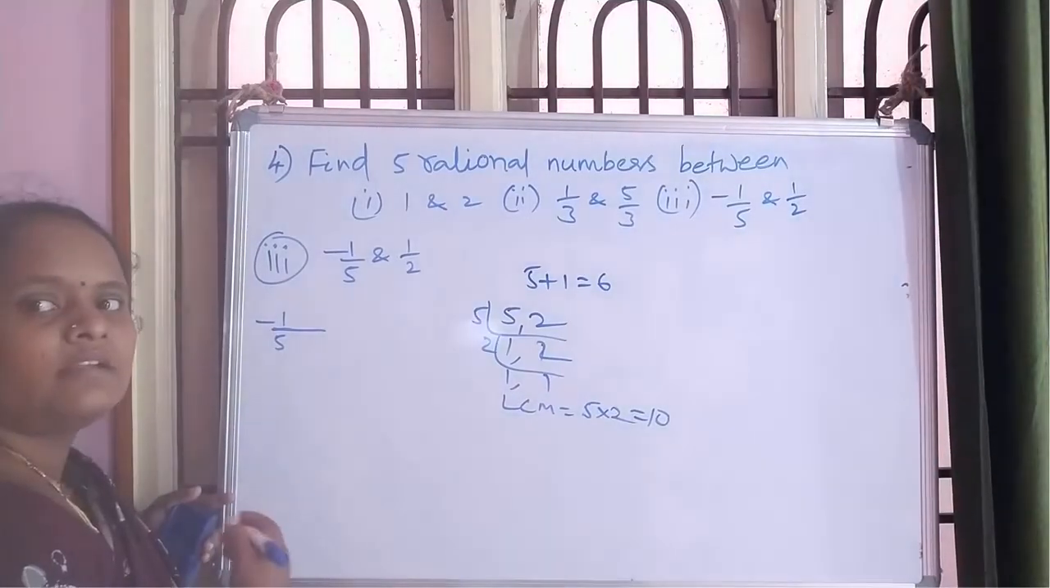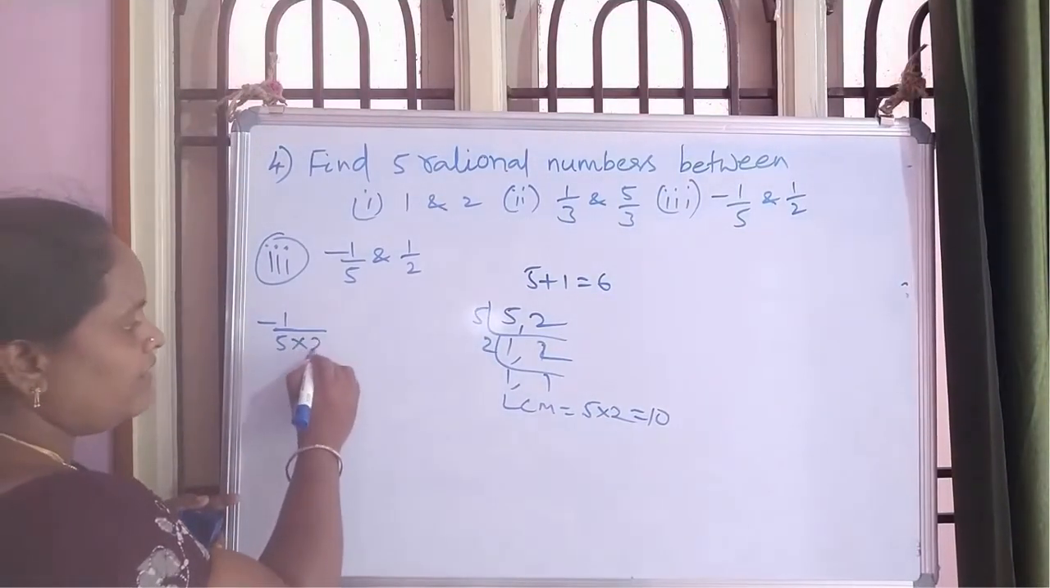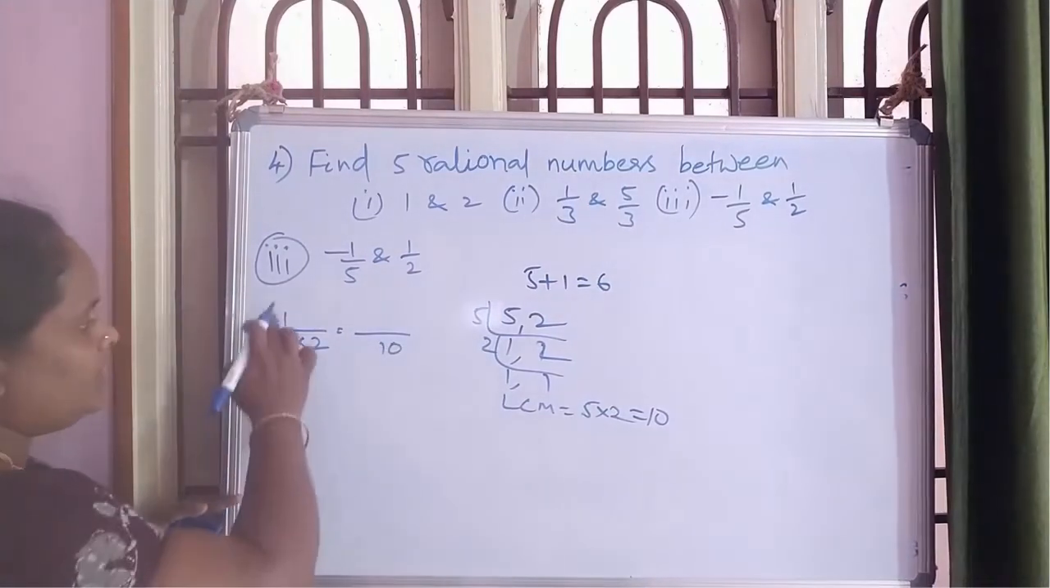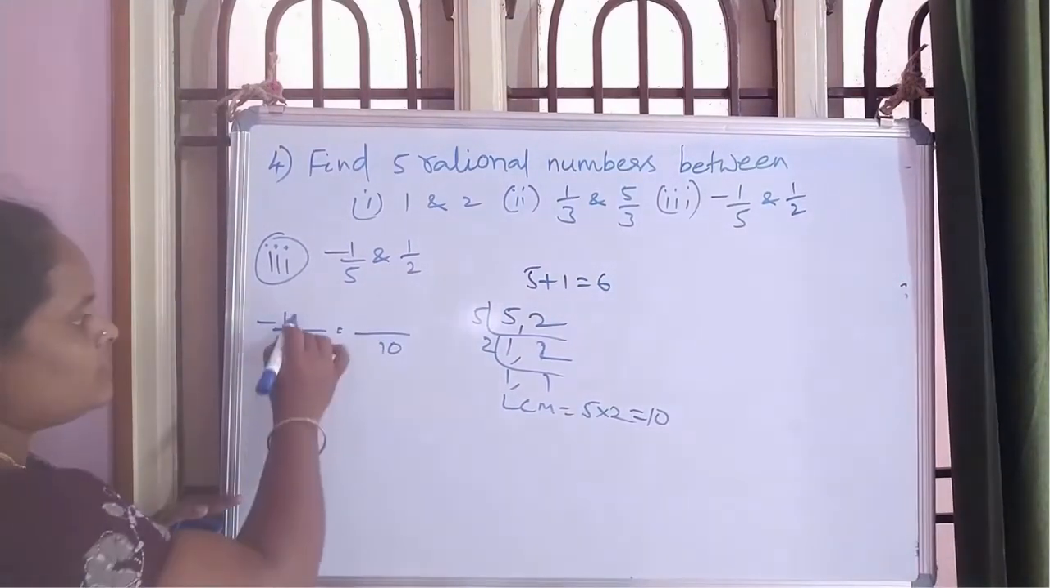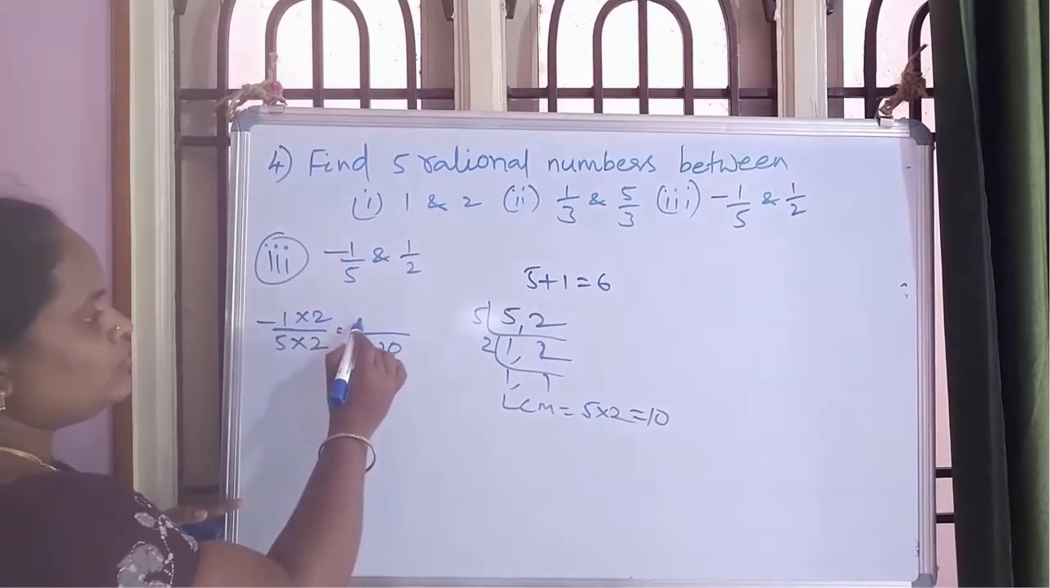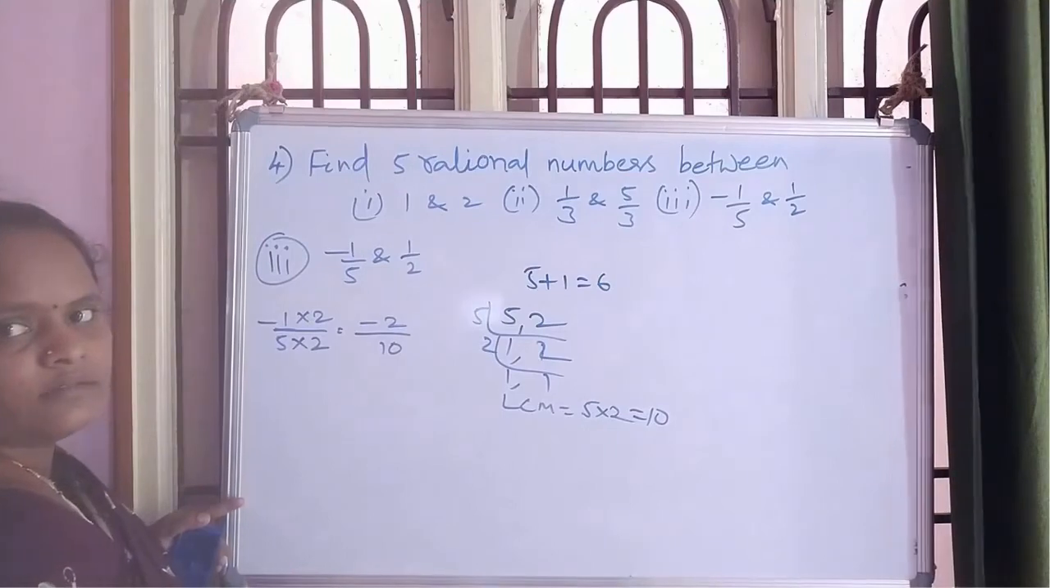So minus 1 by 5, to get the denominator 10, here 5 is there, with which number if I multiply I get 10. If I multiply with 2, 5 2 ja 10, but minus 1 by 5 should not change. So in the numerator also with the same number I have to multiply. So minus 1 into 2, that is minus 2 in the numerator.